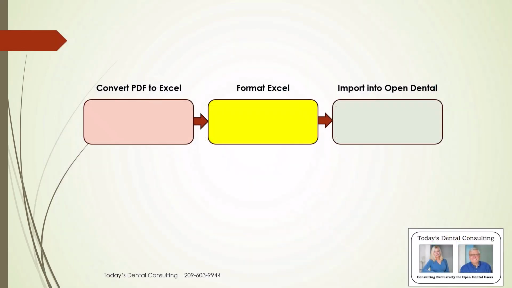There's a few things we need to do here before we can make it that easy. The first step is to convert the PDF, which is typically what we get our fee schedules formatted in, into Excel. Then we're going to format Excel, and finally we're going to do that import I just showed you.